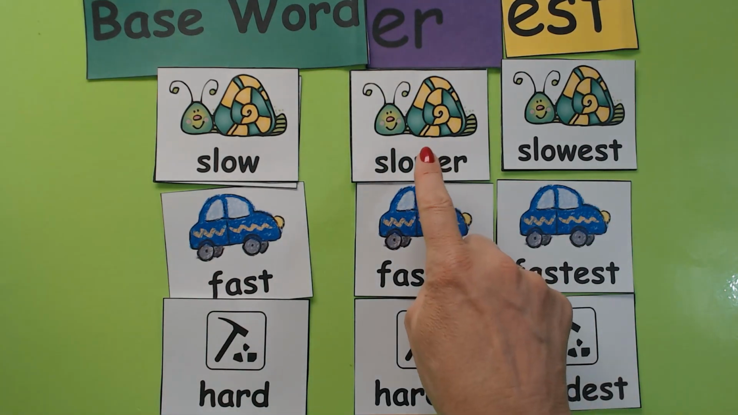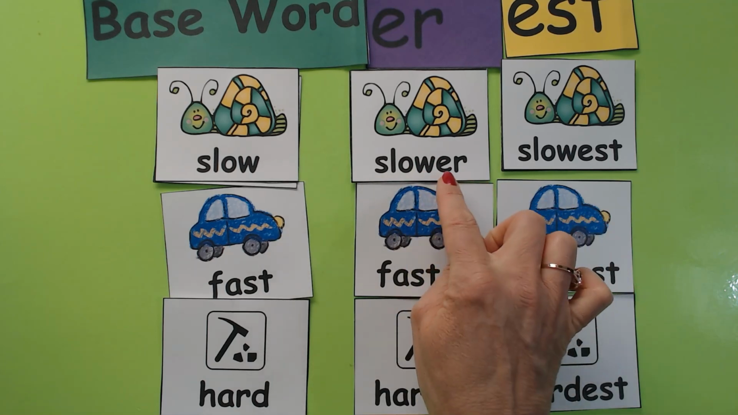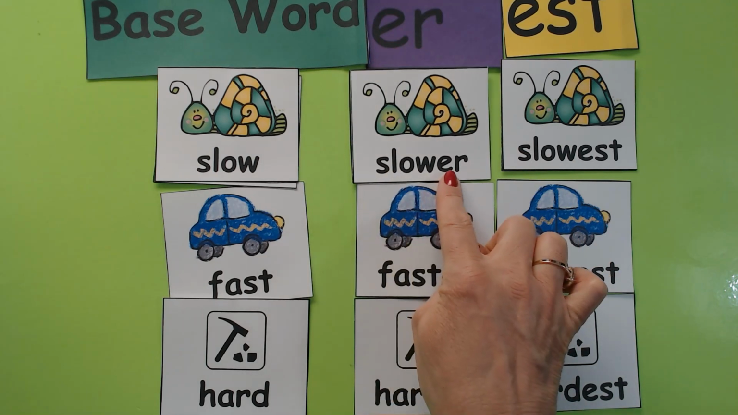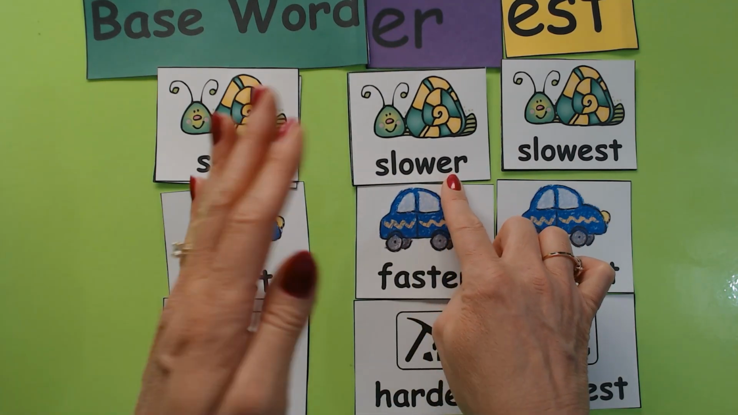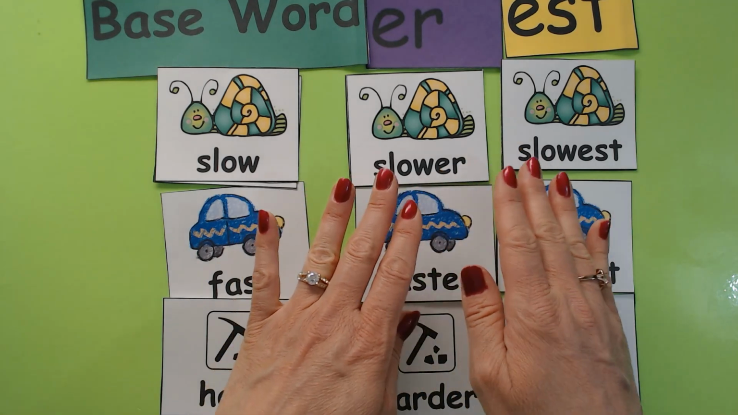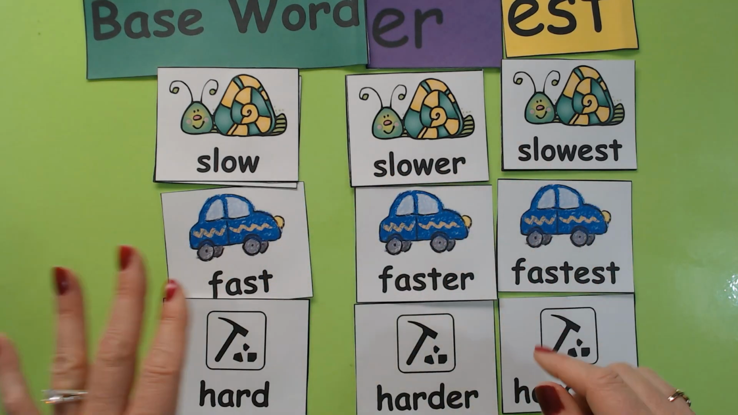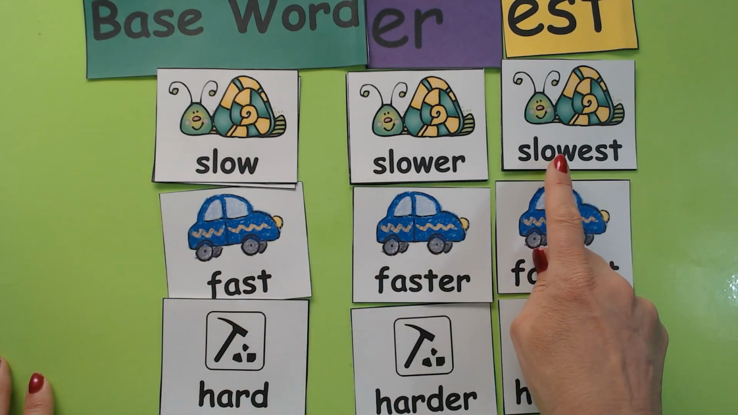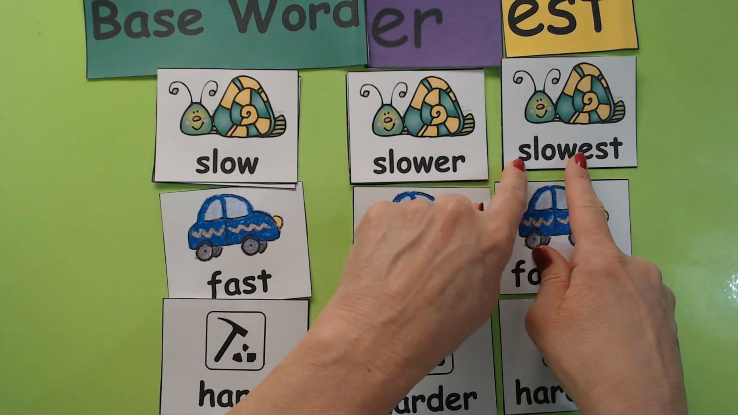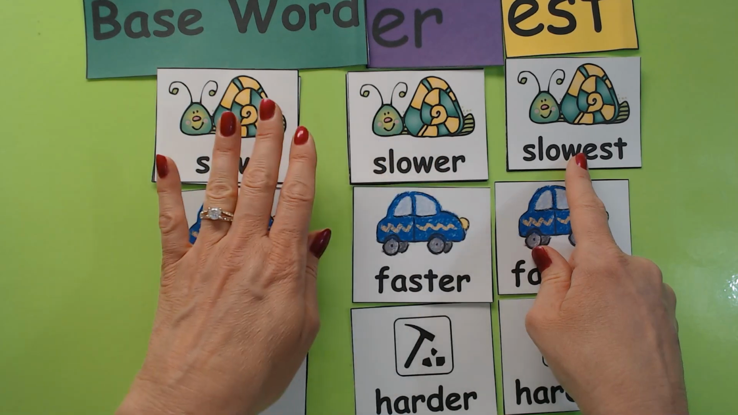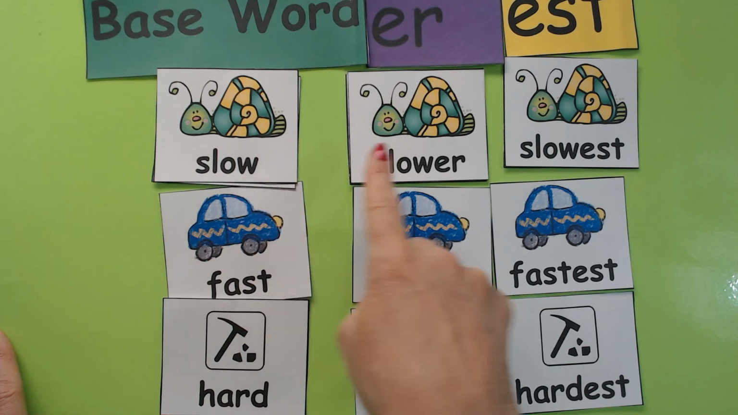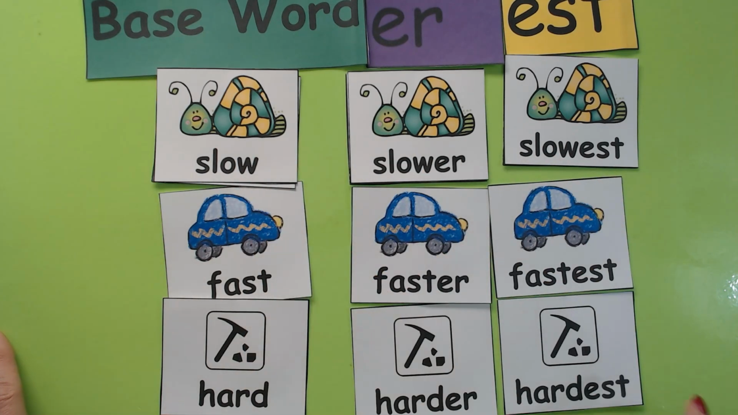When you have little word parts, they're called suffixes. The suffix ER at the end of a base word, when you add it, it's because you want to compare two people or two animals or two things. So you can say this snail is slow, but this snail is slower. He's the slowest. When you add EST, you're comparing more than two things, like you're comparing this one snail to more than two other snails. He's the slowest of the bunch.